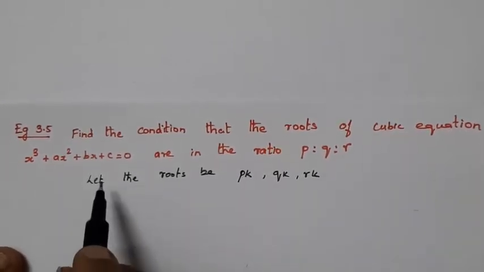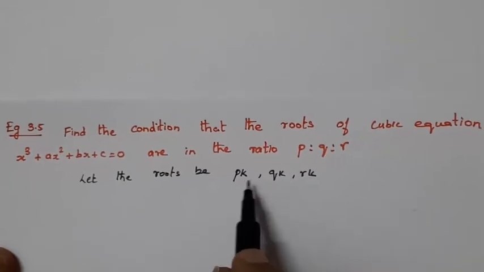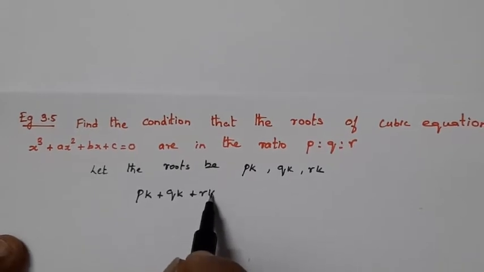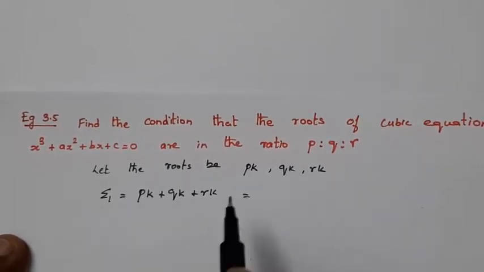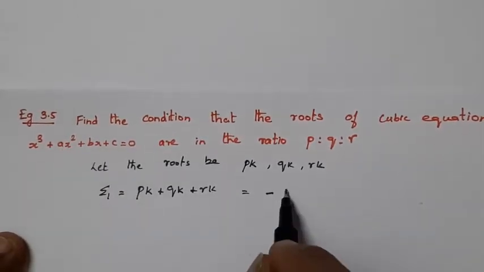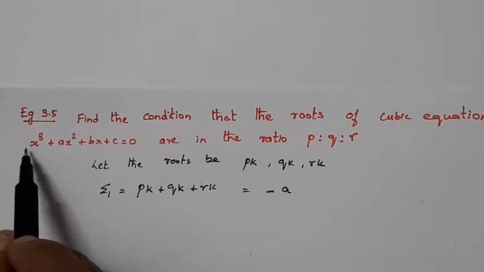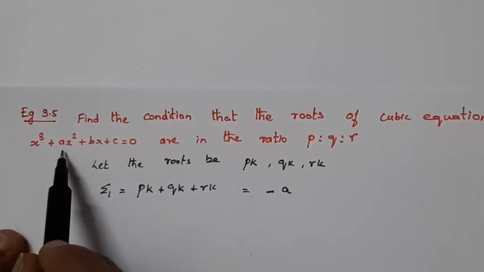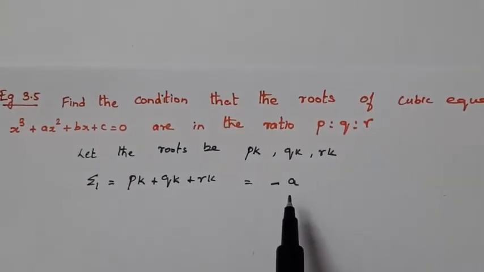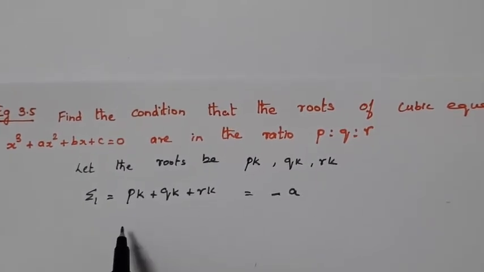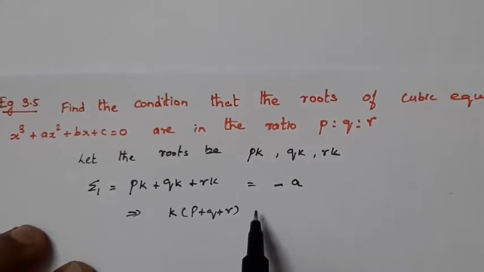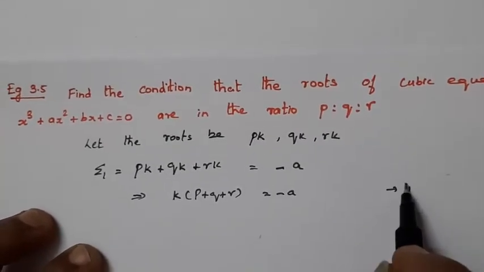Then using Vieta's formula, let us first find the sum of all the roots. That is pk plus qk plus rk, which is nothing but sigma 1, equal to minus the coefficient of x square, that is minus a. As it is a monic polynomial, no need to divide here. If the coefficient is other than 1, you have to divide it, otherwise leave it. So, this implies that k into p plus q plus r is equal to minus a. Let it be equation number 1.